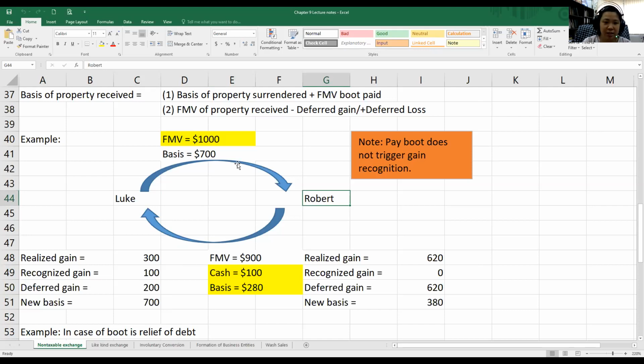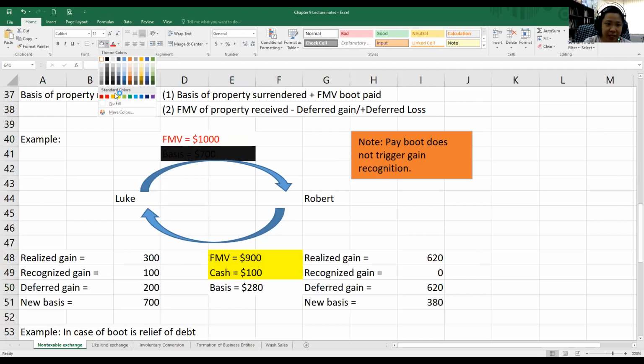All right. So let's look at Luke. Now Luke has a basis of 700. Okay. Luke has a basis of property 700, and he exchanges with Robert to receive the property that has a fair market value of 900 plus cash 100. Okay, he received this. All right, class. So how much will be his realized gain?